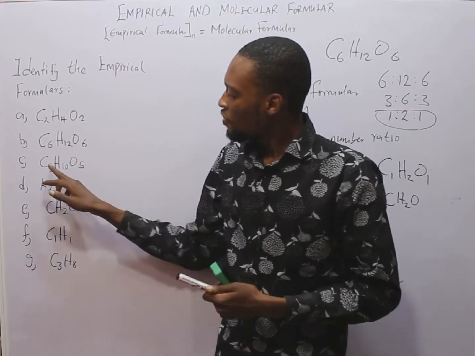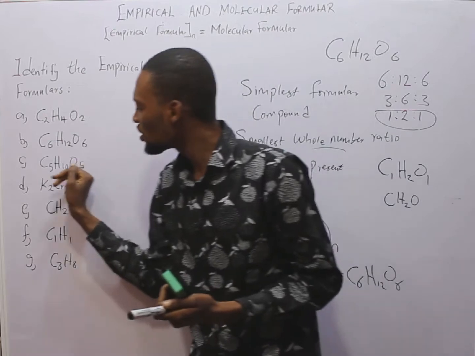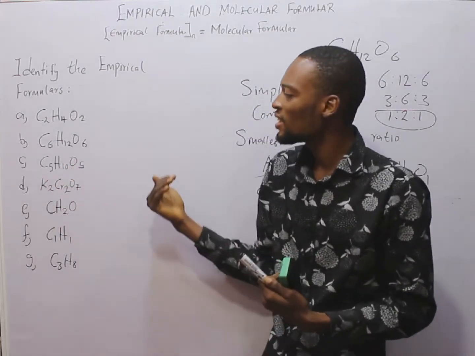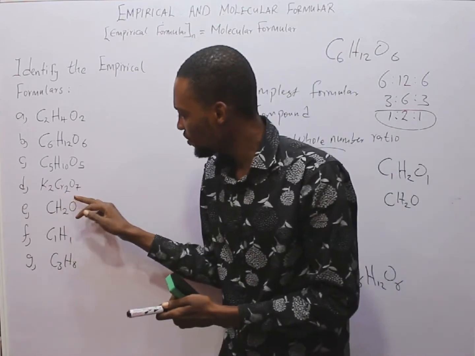Why? 5, 10, 5. It is not in the simplest ratio. 5 can go through all of them to further break the compound down into a simpler ratio. How about this?